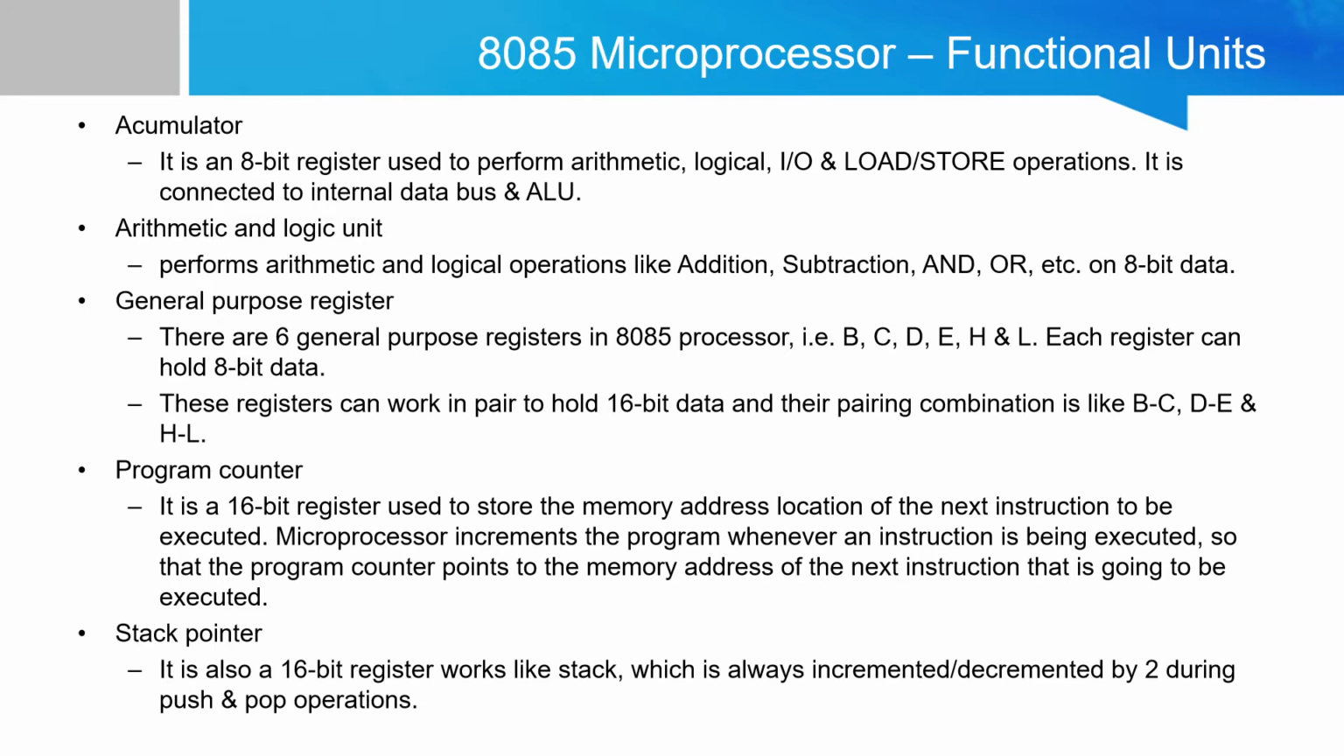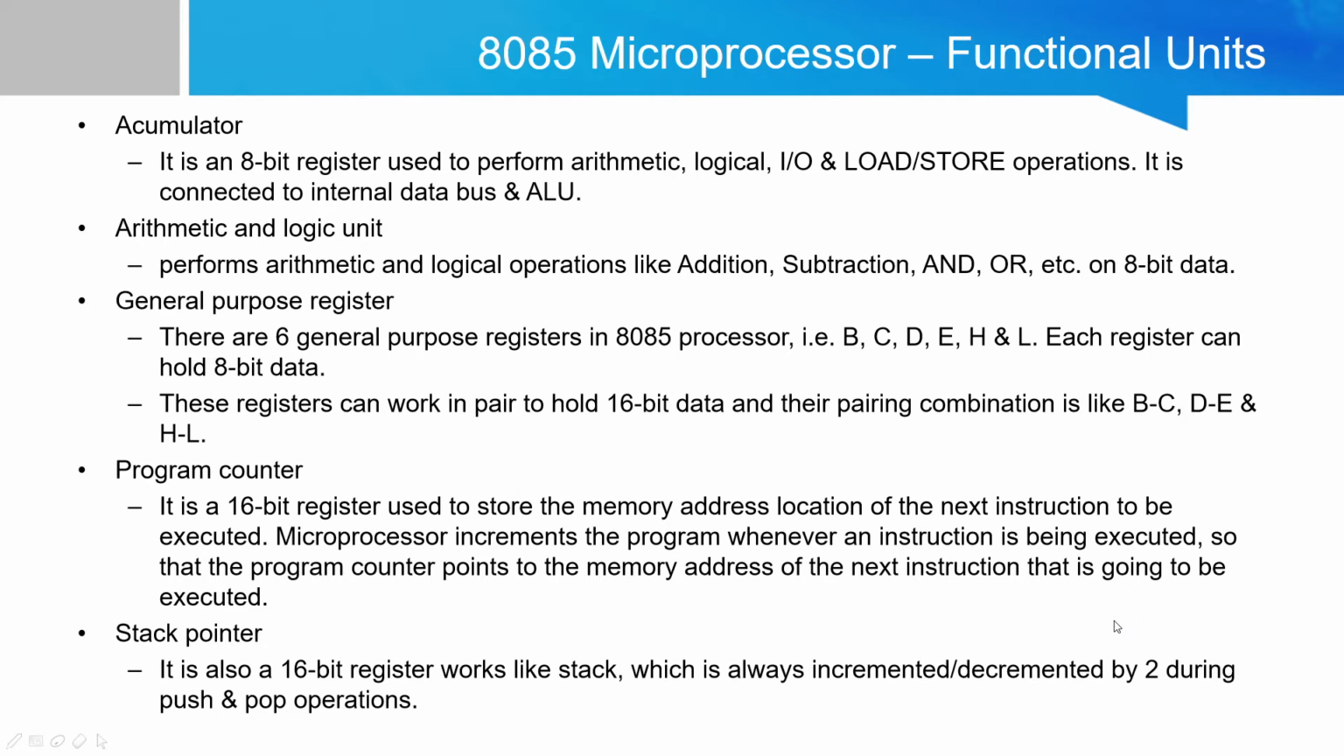The 8085 microprocessor also has general purpose registers. There are six general purpose registers in the 8085 processor: B, C, D, E, H, and L. Each register can hold 8-bit data. These registers can work in pairs to hold 16-bit data, and their pairing combinations are B and C, D and E, or H and L.